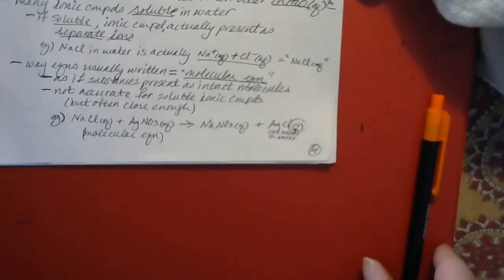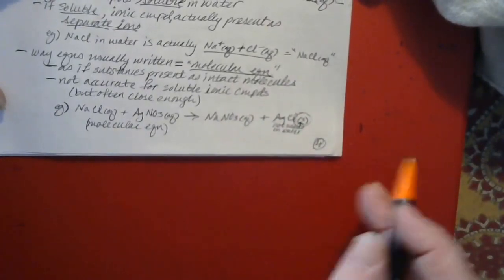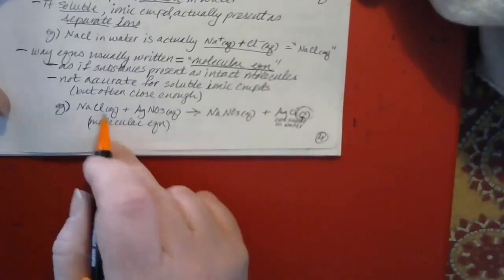As long as you know the background and you know what's really going on, for most purposes, the molecular equation is perfectly adequate. But we're going to have a deeper look at what's really going on in the solution by writing different types of equations for ionic reactions.